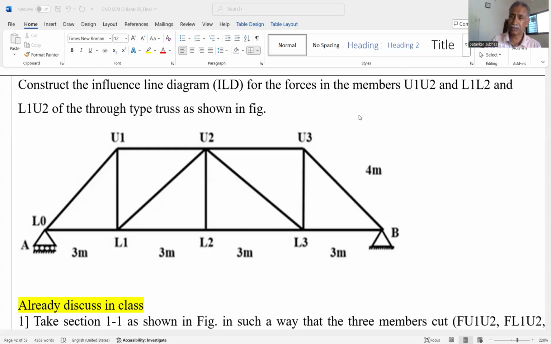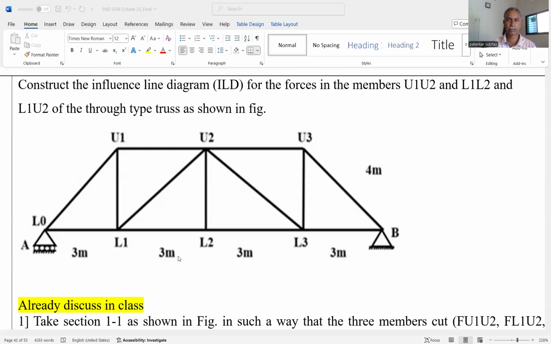Of course there is no large variation, but the basic difference between through type and deck type is the top member. These are the top chord member, that is the upper chord member, and these are the lower chord member. We just change the position of the lower and upper chord member. That means if the upper chord member is in tension in the through type, then in deck type it is in compression. Tension is converted into compression. But the rest of the diagram, that means the location, is the same.